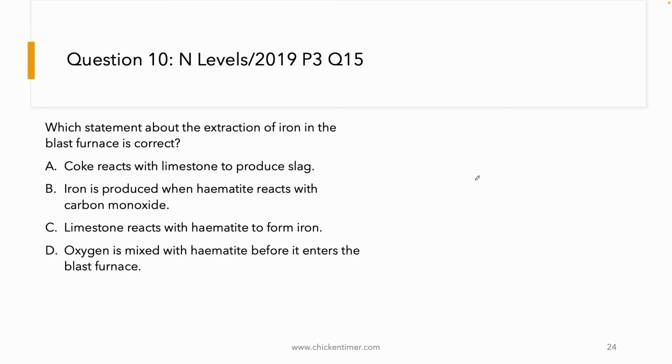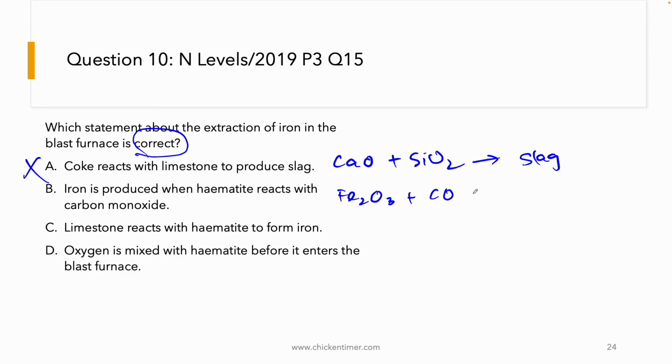Question 10, which statement about the extraction of iron in the blast furnace is correct? So we have to go back to the whole extraction of iron from the blast furnace process. You can refer to it in your books, your notes, whatever. Statement A, coke reacts with limestone to produce slag. It is not correct. Limestone becomes calcium oxide, and calcium oxide reacts with impurities to produce slag. Statement B, iron is produced when hematite reacts with carbon monoxide. So it's like this plus carbon monoxide gives you iron and carbon dioxide.